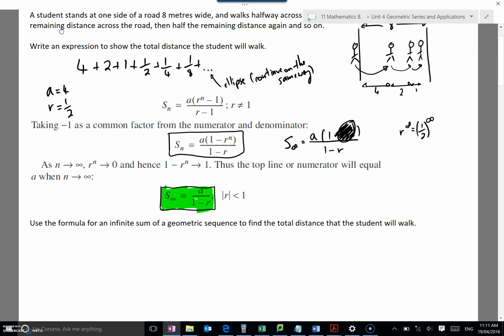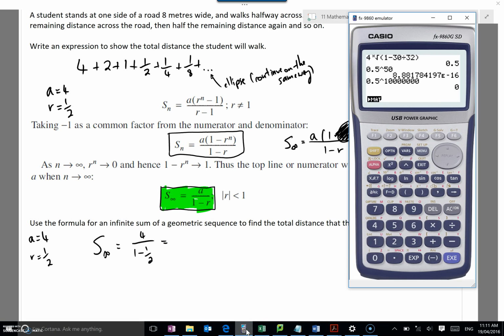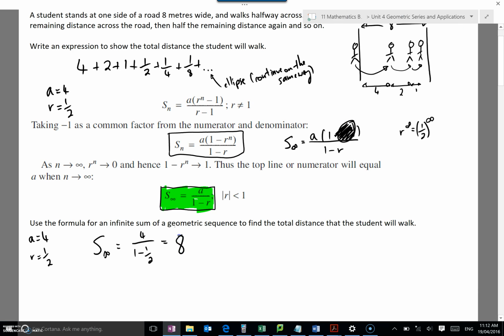To check that this works, let's try the formula using our scenario, the sum of infinite terms. We know that a equals 4, r equals 1/2. Sub in these values: 4 divided by 1 minus 1/2. Into the calculator, 4 divided by 1 minus 0.5. I get my 8, just like I got when I added heaps of terms together. So that's the idea.